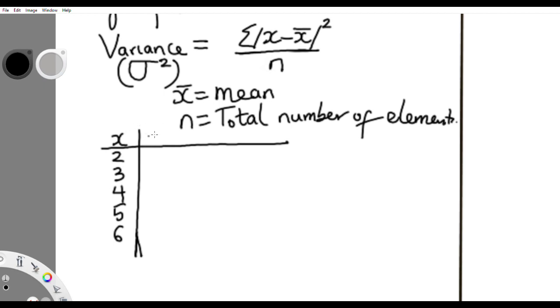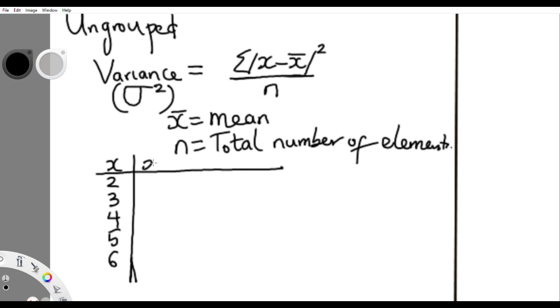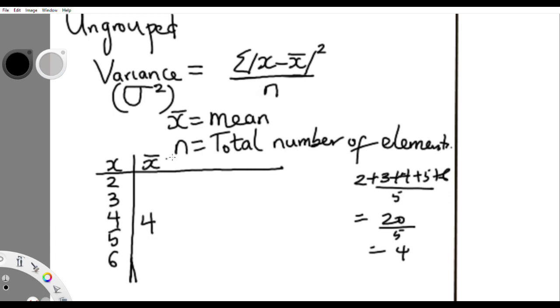Now I need to get the mean. Since this is the formula, I need to get the mean, which is x bar. How do I get the mean? Remember how to calculate mean for ungrouped data. Just simply add everything up, all over 1 2 3 4 5, and that is 20 over 5, and that is 4. So 4 is the mean. I decided to put it here. Okay, now I need to get x minus x bar.